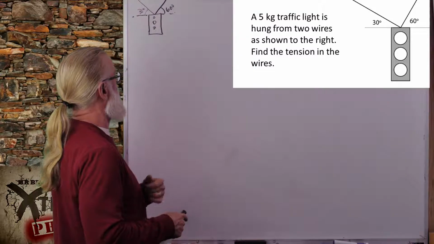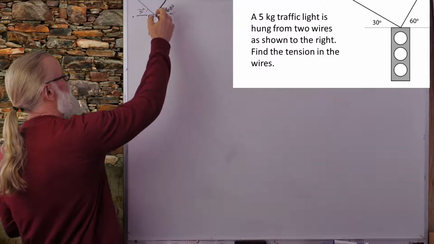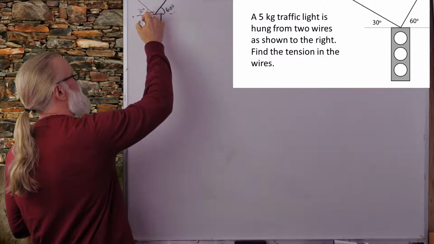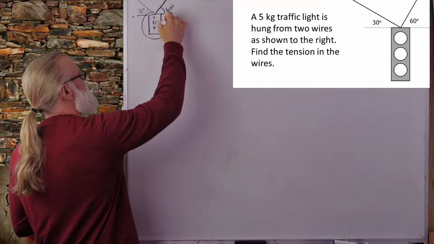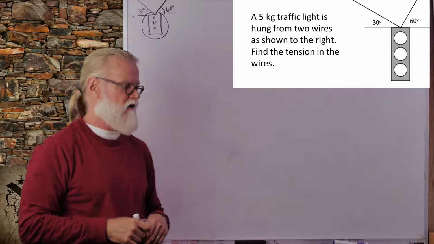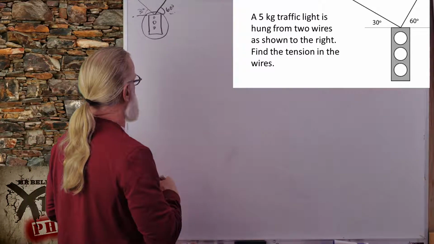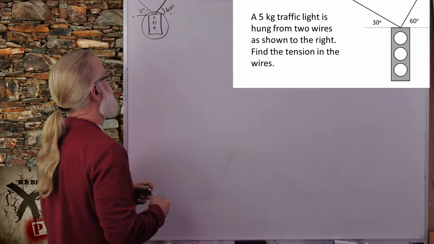So we have a traffic light. First thing we always want to do is draw a picture. Here I have the traffic light. I'm going to circle the object of interest, which is the traffic light, and that allows me to see what the contact forces are. Make sure we have an accurate free body diagram. Otherwise, things go to hell really fast.